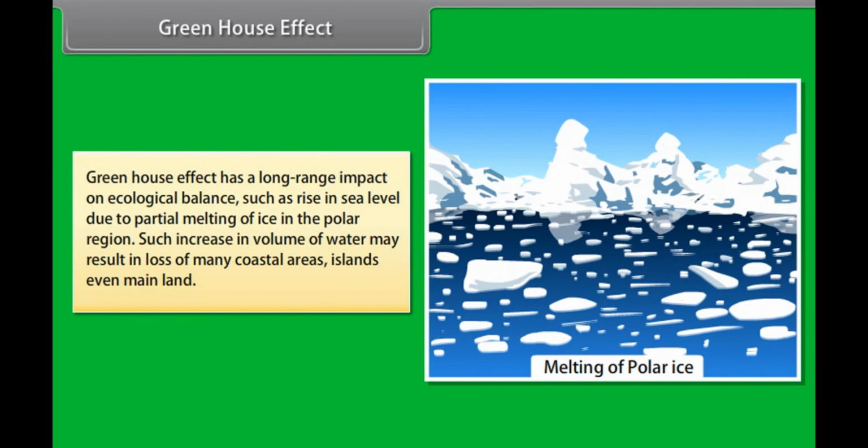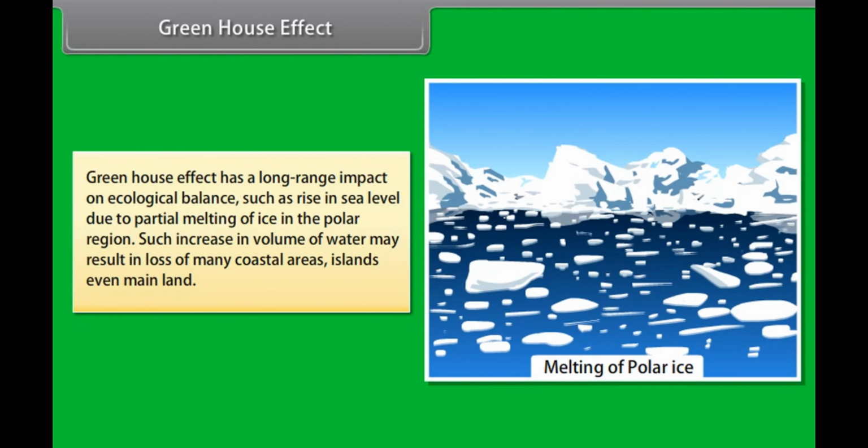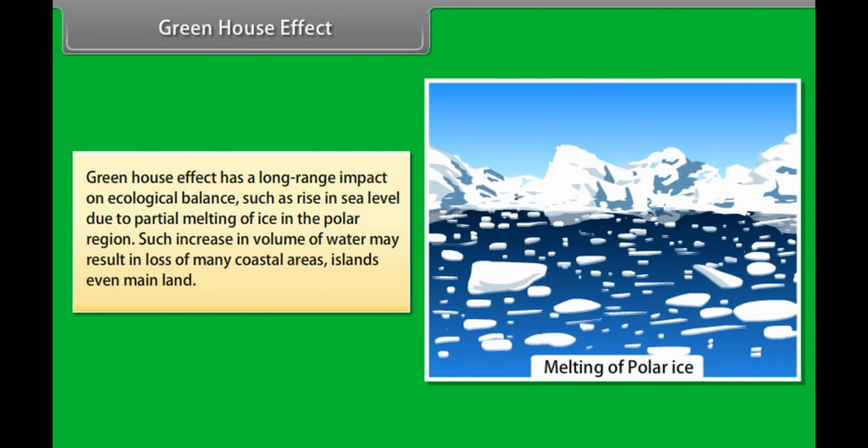The greenhouse effect has a long-range impact on ecological balance, such as rise in sea level due to partial melting of ice in the polar regions. Such an increase in the volume of water may result in loss of many coastal areas, islands, even mainland.